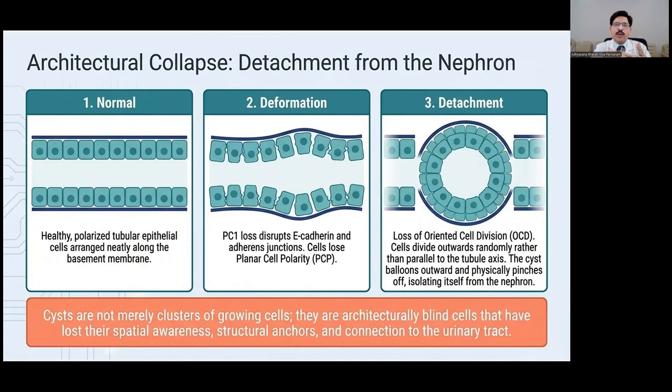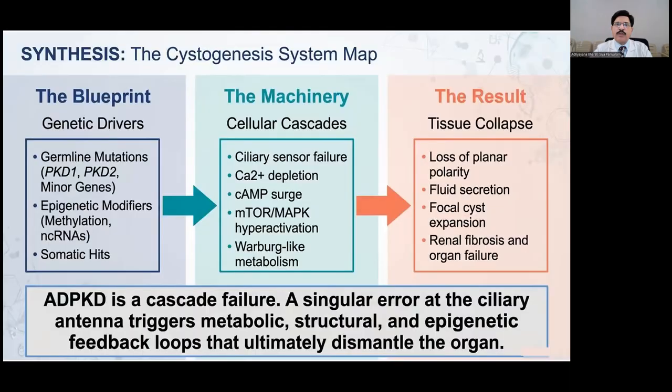Earlier, the tubule is continuous with the tubule lumen. After it is deformed, it gets detached from the tubule, and it no longer participates in renal function, and it grows on its own. Cysts are not merely clusters of growing cells, they are architecturally blind cells. That means they have no connection with the tubule, and have lost their spatial awareness, structural anchors, and connection to the urinary tract. That is why actual collapse of the nephron occurs, and detachment from the nephron. These are detached from the nephron.